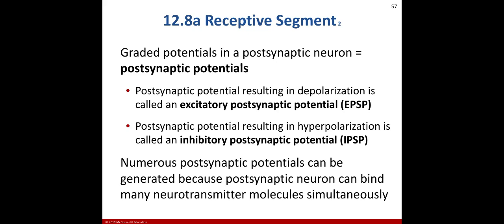What does this look like? A graded potential in the postsynaptic neuron is called a postsynaptic potential. The postsynaptic potential resulting in depolarization is called the excitatory postsynaptic potential, or EPSP. Right after that happens, the postsynaptic potential resulting in hyperpolarization, going right back up, is called the inhibitory postsynaptic potential, or IPSP. Numerous postsynaptic potentials can be generated because postsynaptic neurons bind to many neurotransmitter molecules at the same time. So basically, you're at the part receiving the signal, and we can have lots of these potentials happening all at the same time. Okay.